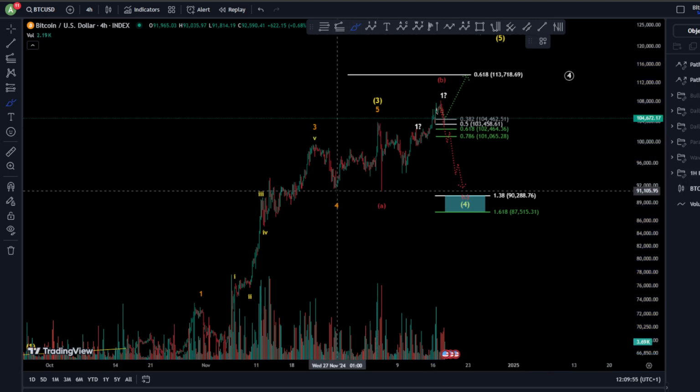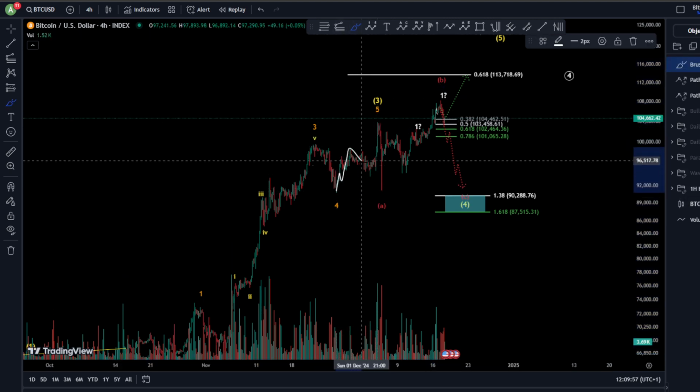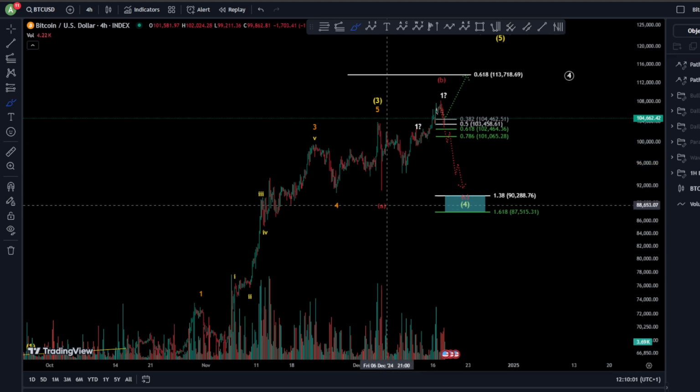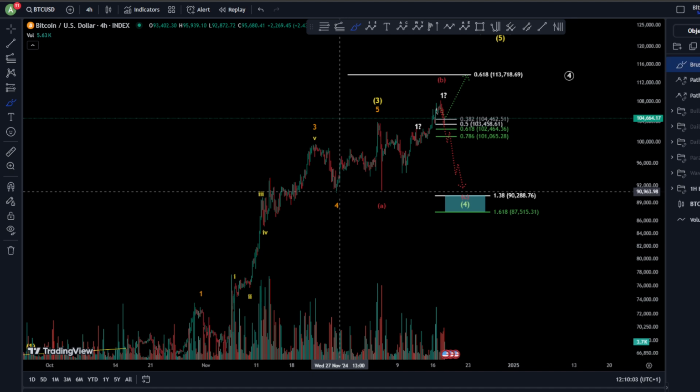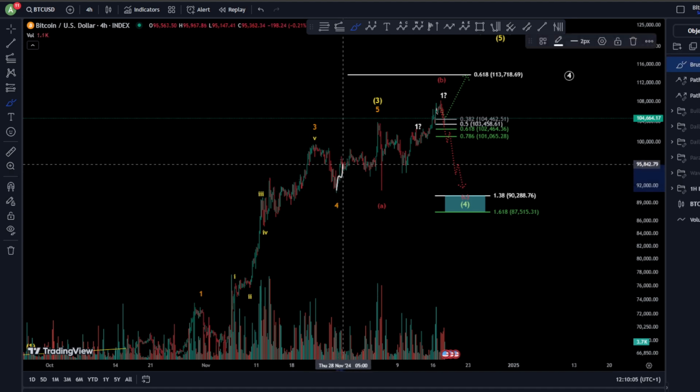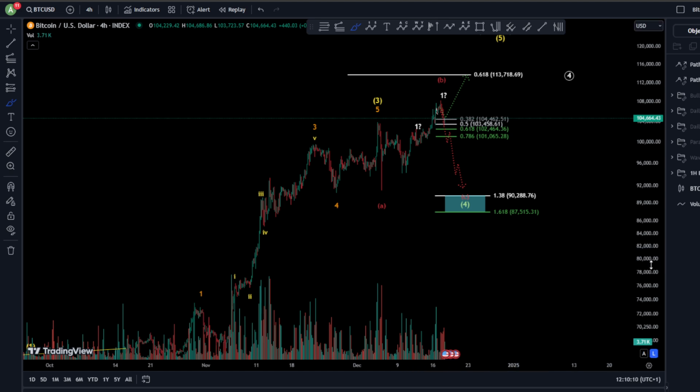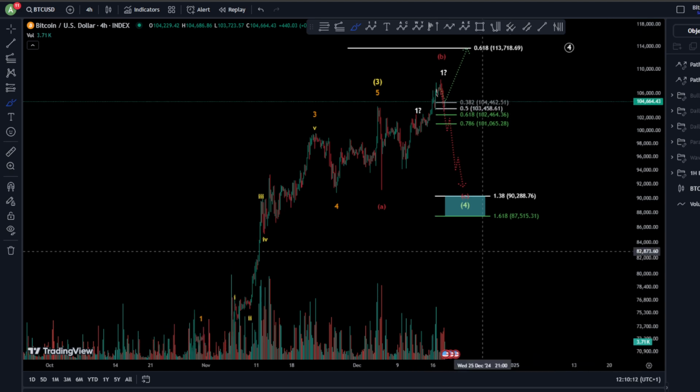Maybe it can be somehow a 1 2 3 4 and a 5, where we have a small wave 1 here probably. However, it is not perfectly done, but it can still be considered as a wave 5, due to the high amount of volume.